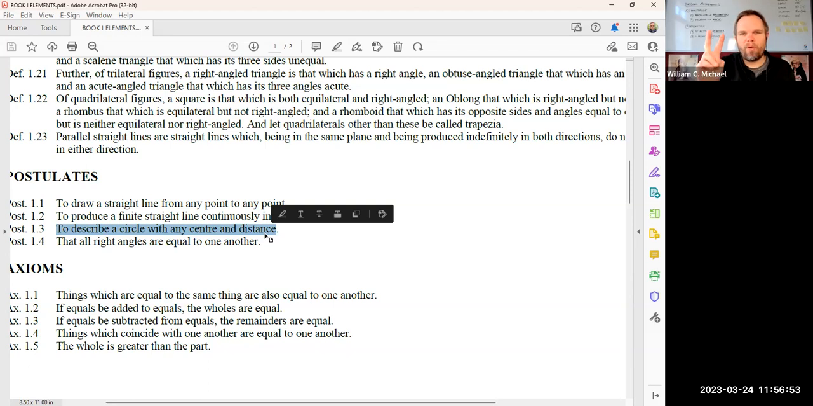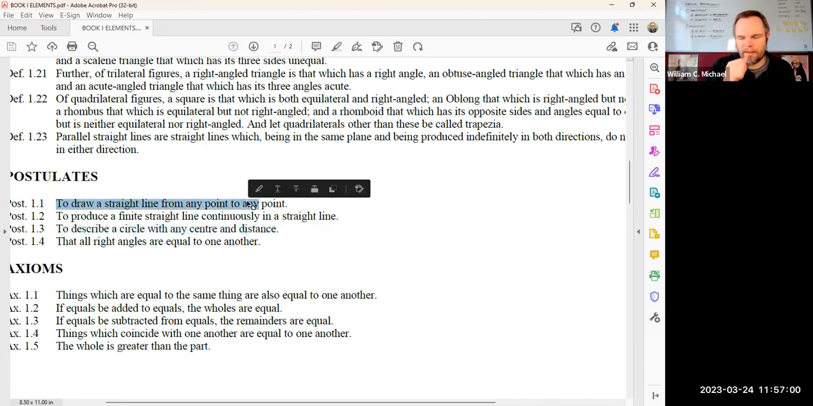So anytime that we have two points, we can draw a line based on postulate number one. We can draw a straight line that connects two points. So if we have two points, we automatically have a line. But if we have two points, we also automatically have a circle. This is sort of like a mental breakthrough that you have to have. If you have two points, you have a circle. And the reason why is because you can take one point as the center and one point as the distance to the boundary of the circle.